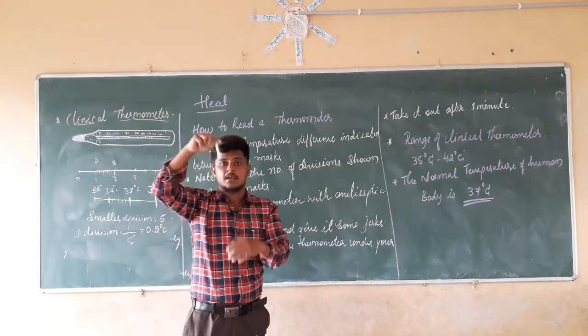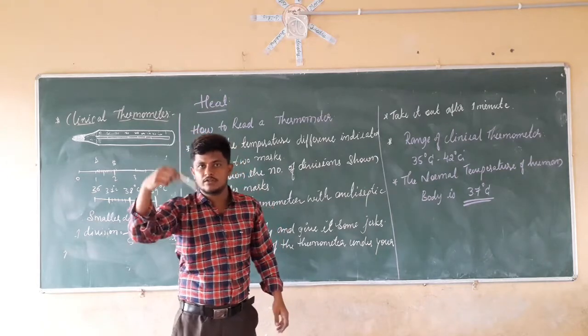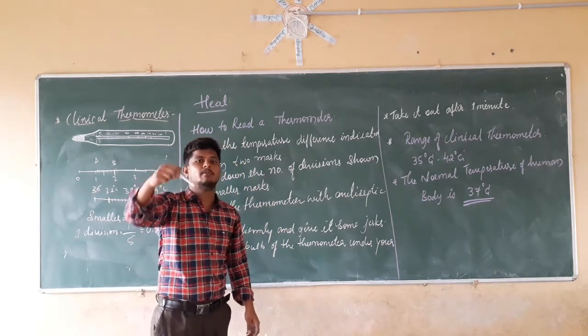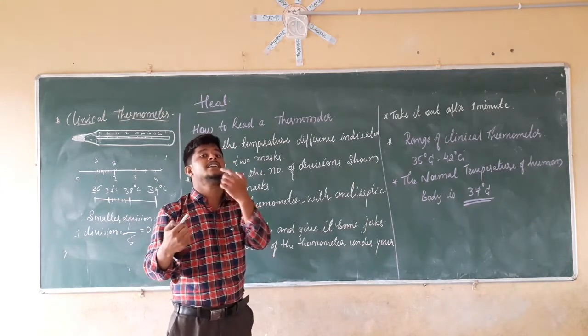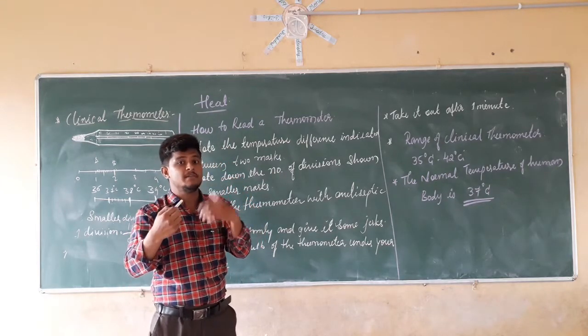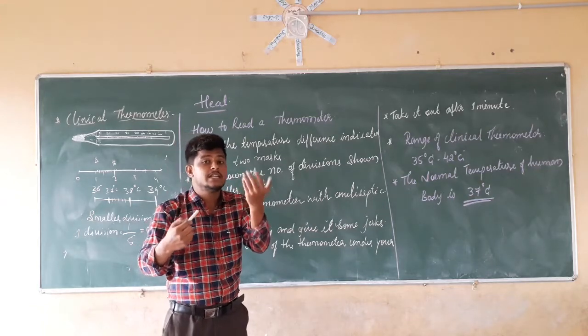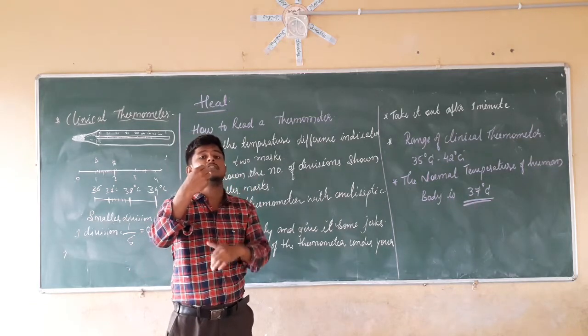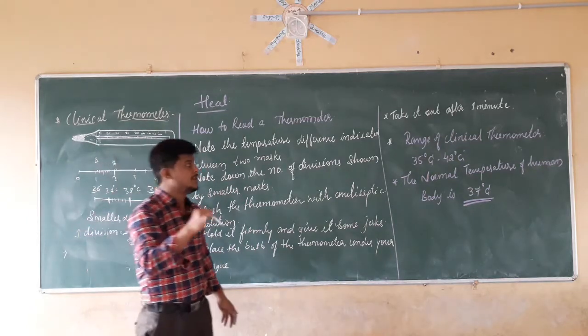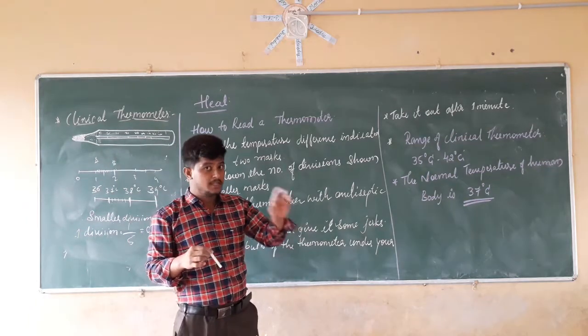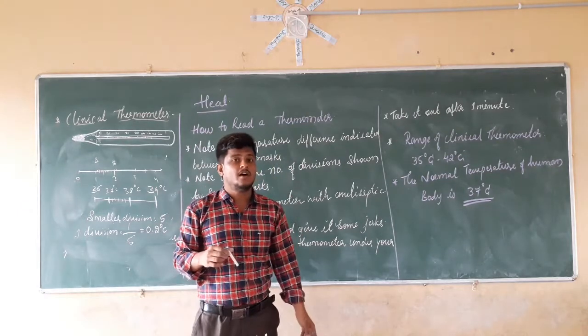We should hold the thermometer here only. We are going to give the jerk and put that thermometer inside our mouth, beneath our tongue, under our tongue, like this, inside the mouth, but not upon the tongue. It will be beneath, under the tongue. Then we have to keep that thermometer there for how many minutes? For 1 minute.